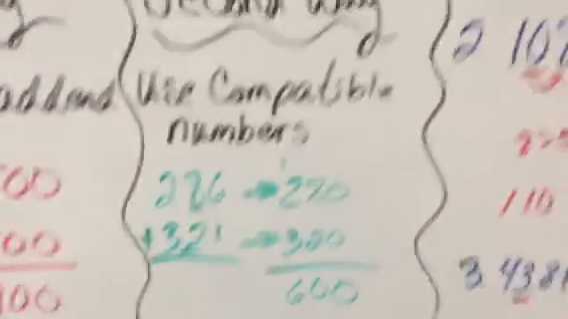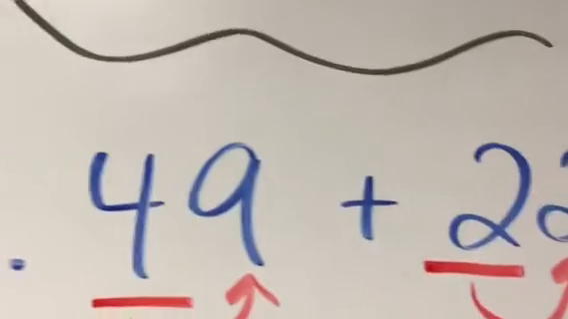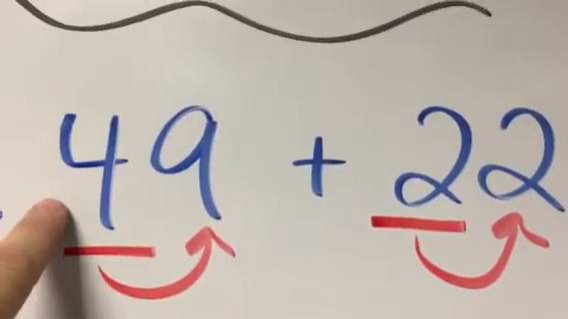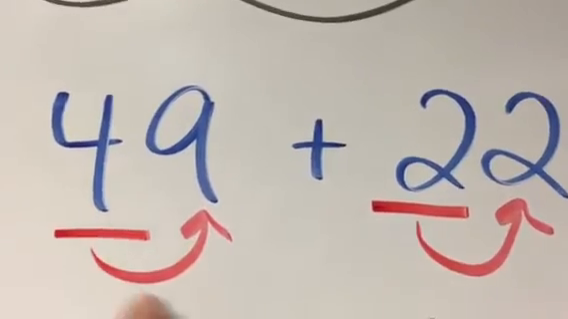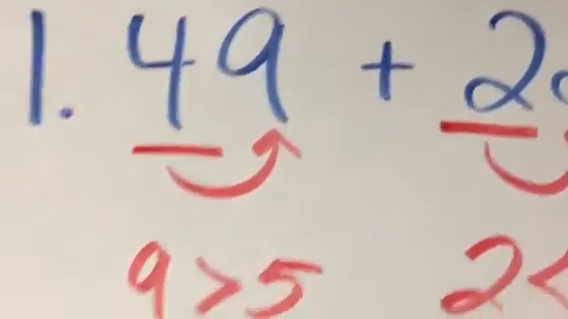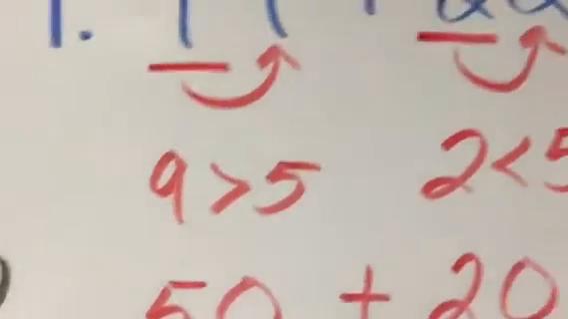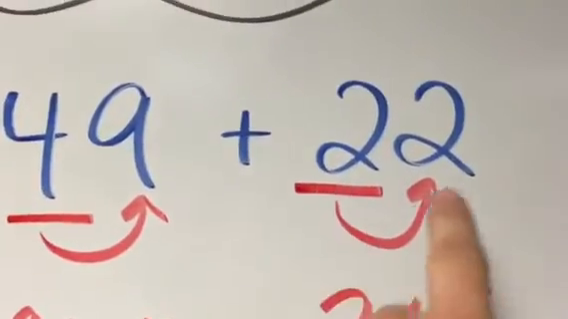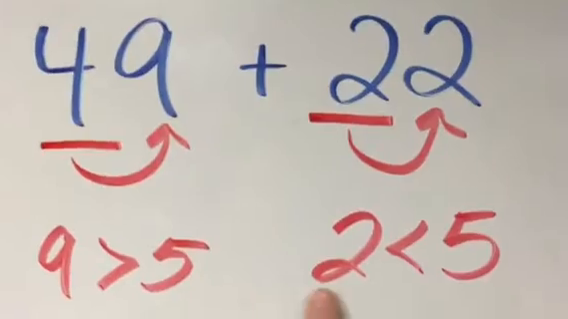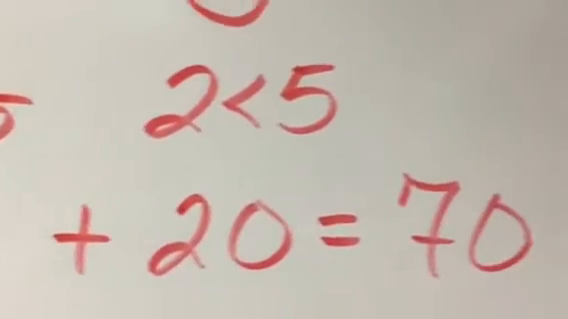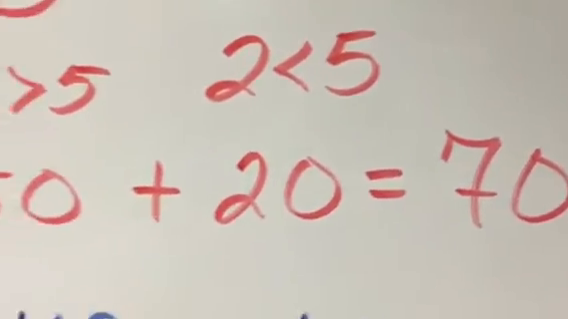So let's look at the practice. 49 plus 22. I'm going to round to the nearest tenth. So I look at my 4, go one digit over to the 9. Since 9 is greater than 5, that gets rounded to 50. For this one, I move over to the 2. Since 2 is less than 5, that stays down at 20. 50 plus 20 equals 70.